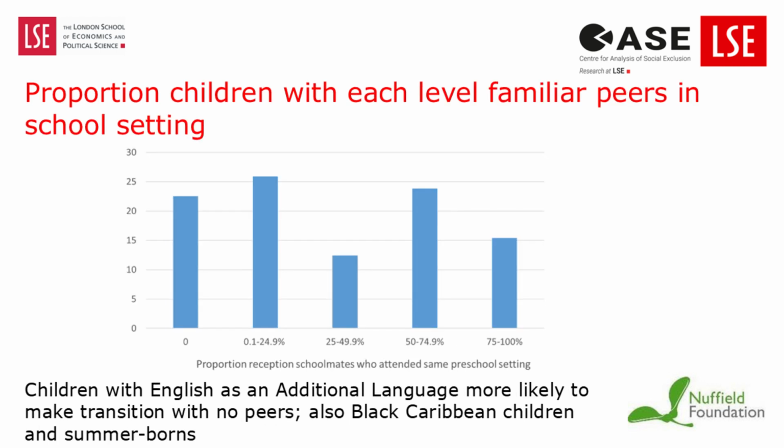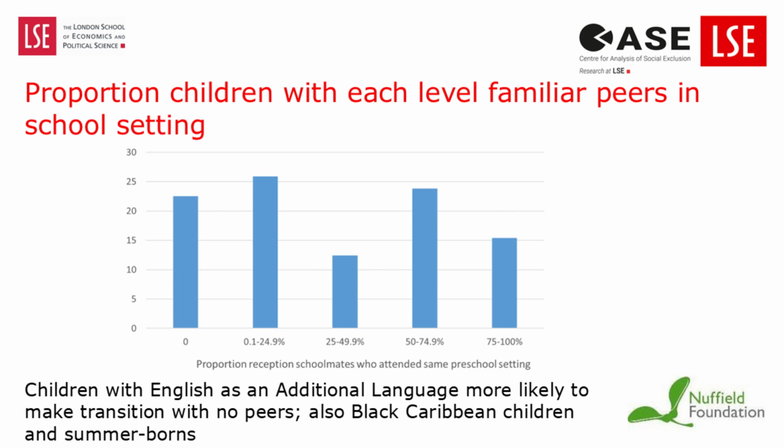And we also can see the proportion of children who start primary school who were in the child's preschool setting. And that tells us about the continuity of peers that a child has between preschool and school. So about 22% of children start primary school with no peers who are familiar from their preschool. Everyone in the class doesn't know each other. And then, on the other hand, you have quite a bunch of children, 15% of this cohort, start with nearly all of the children in their primary school being familiar from their preschool setting.